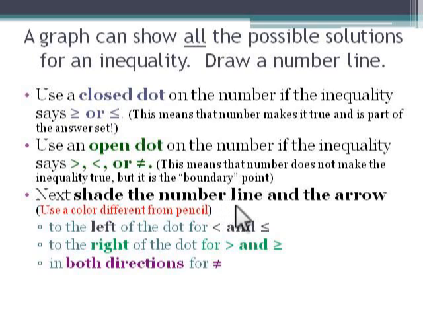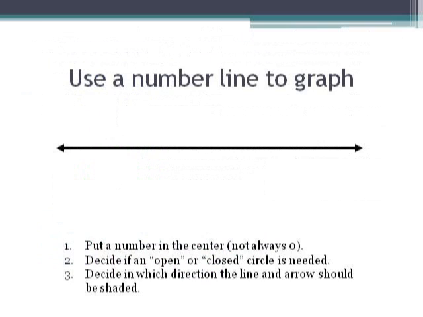And then the final part of graphing will be to shade in either to the left if the numbers are smaller, or to the right if the numbers are larger. Okay, so just to show you, here is something we'll do tomorrow in class where we talk about how to put the numbers on the number line, how to decide whether we should use an open or a closed circle and what that would look like, and then which direction we would shade the arrow and the line.